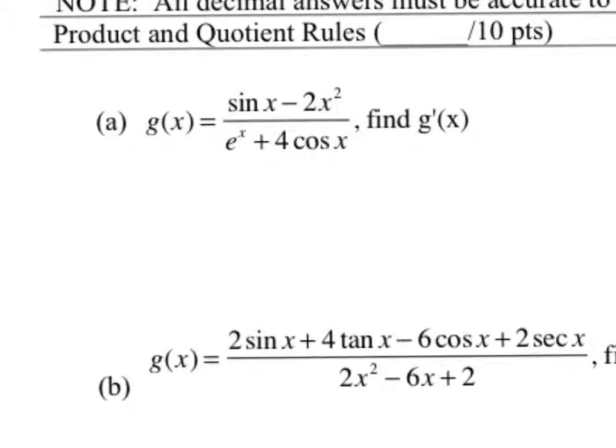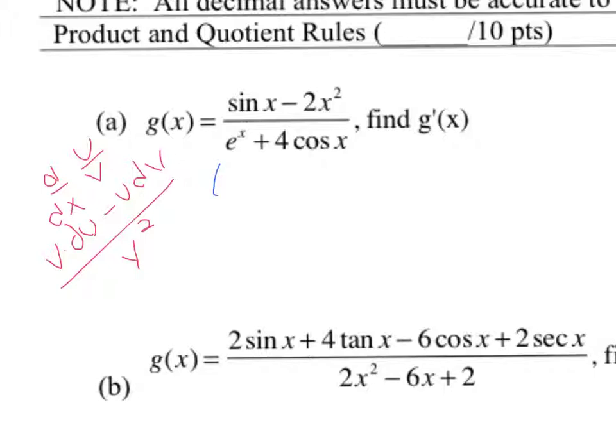For our quotient rule, we want to remember that if I'm taking the derivative of a quotient, I'm going to have the bottom times the derivative of the top minus the top times the derivative of the bottom all over the bottom squared. So in this case, where I have sine x minus 2x squared quantity all over e to the x plus 4 cosine x quantity, I'm going to start with something like this.